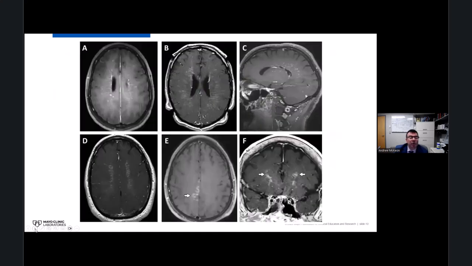And so here is some of the radiology that we can see with these patients, but to emphasize, not having the radiology doesn't rule out the diagnosis either. Some of these patients have normal imaging and may just have an elevated white cell count in the spinal fluid, and so it's crucial to consider a broad encephalitis evaluation to make this diagnosis.